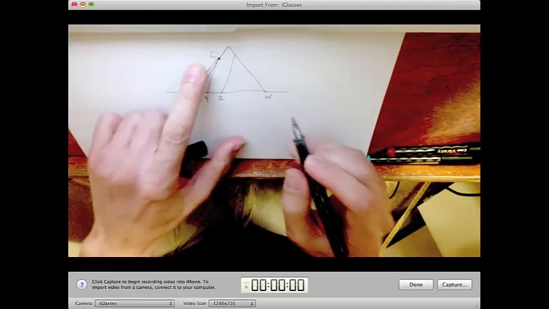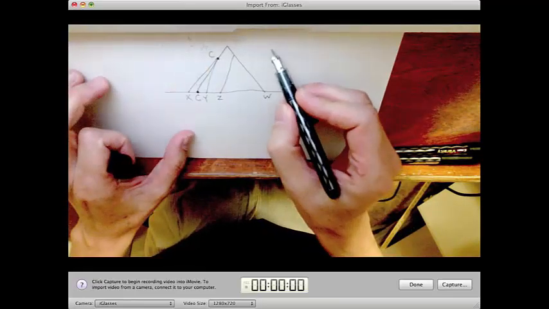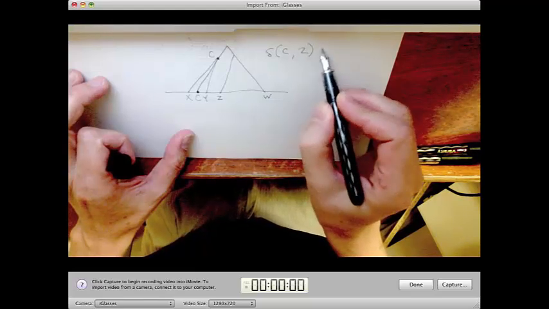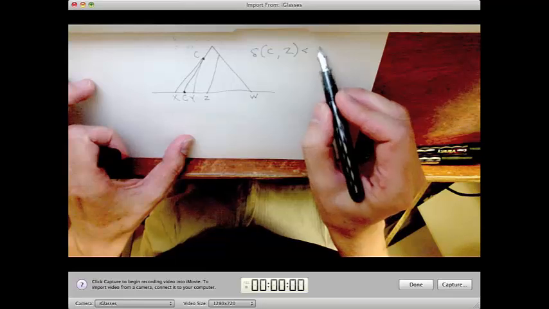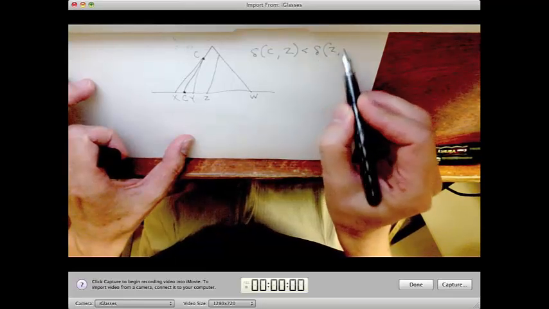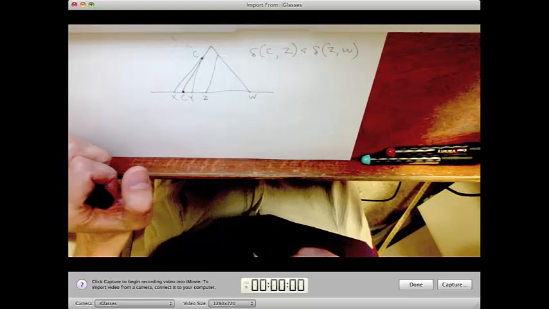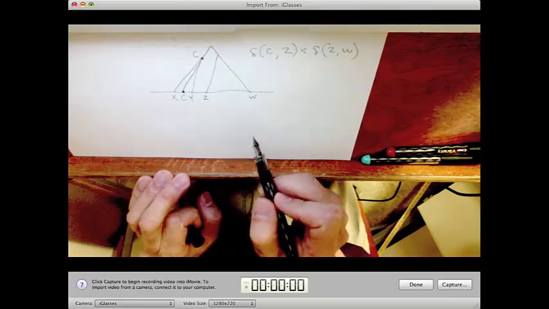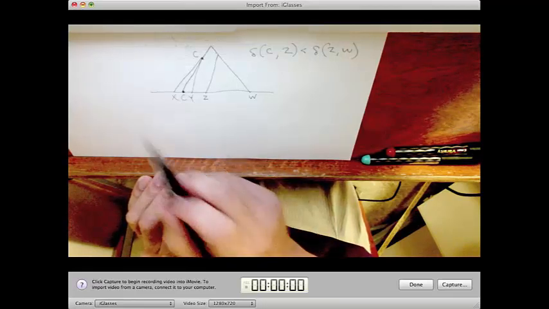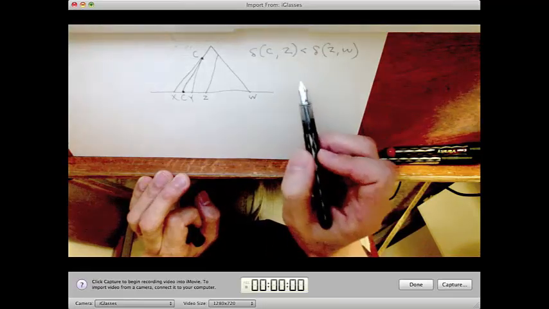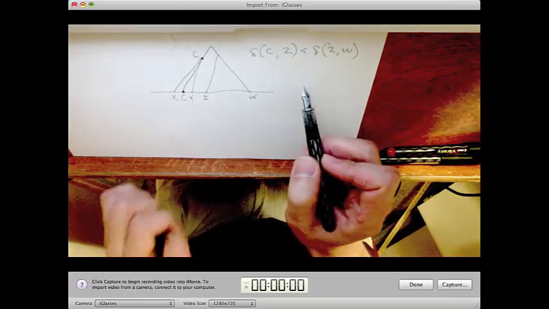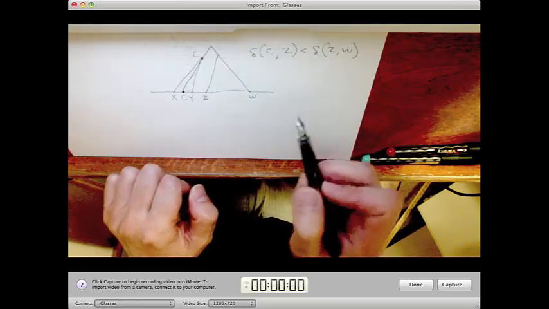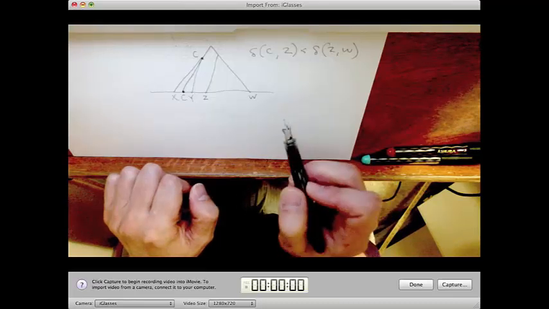So under this picture, I think you'll agree that delta CZ is less than delta ZW. Do you agree with that? Whereas in this picture, Z and W are neighbors, not C and Z or C and W. So this would be a clear example of a violation of our original assumption that we could pick neighbors by minimum distance.